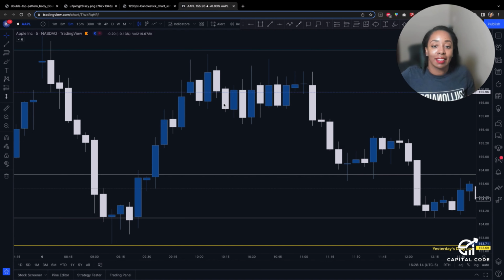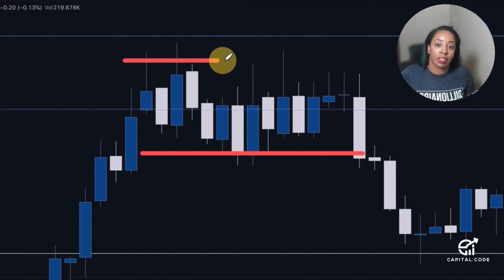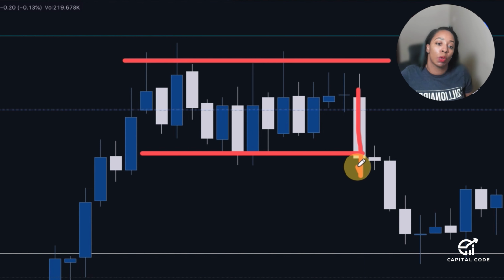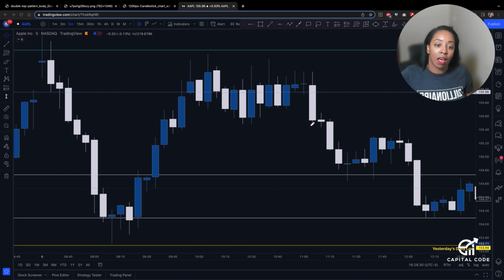If we look at this consolidation area here, we can see that there's a clear level of support right here, and then there's a clear level of resistance here. We see that this candle broke this support. So when price breaks out of that support level, it tells me that there is a strong possibility that the price could continue to go down.